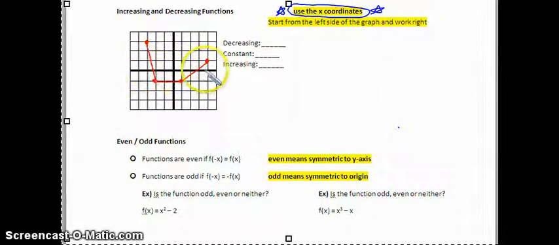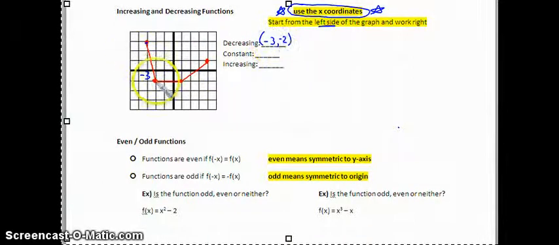The other thing is you want to start from the furthest most left side of the graph. For us, that would be right here. So this x value is -3. At an x value of -3, our graph is going down. So therefore, at -3, our graph is decreasing. And it stays decreasing until it gets to this x value right here, which is -2. So from -3 to -2, our graph is decreasing.